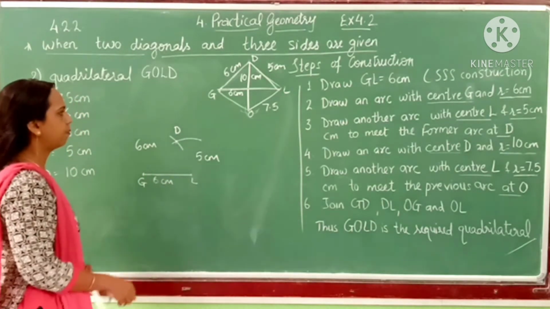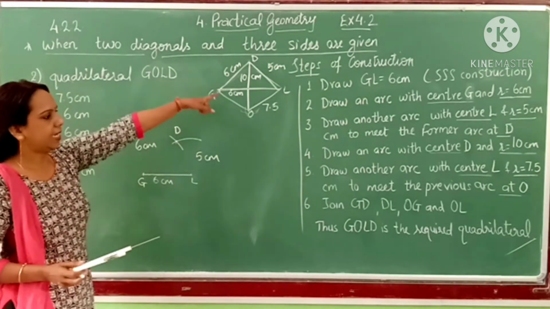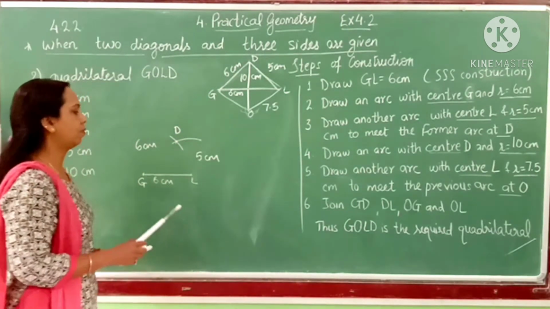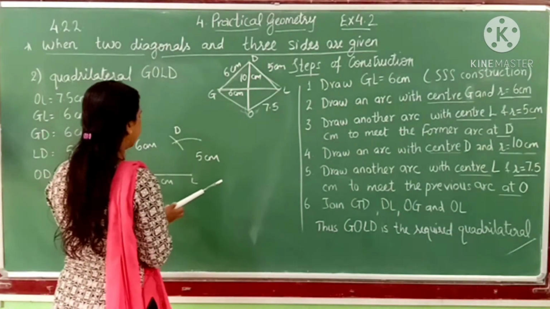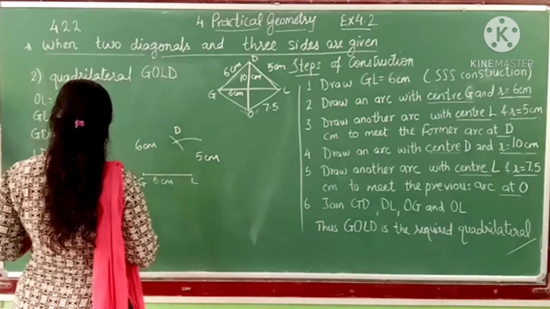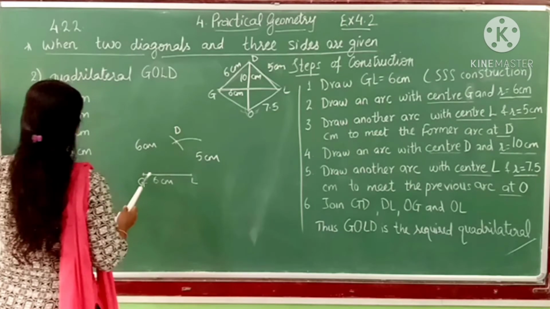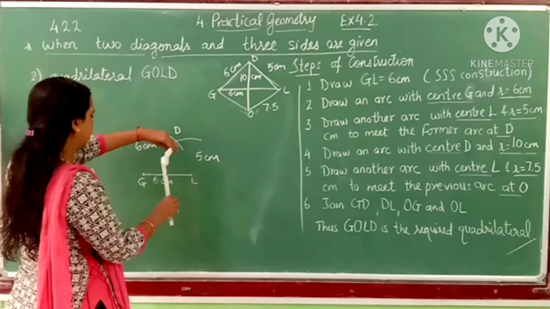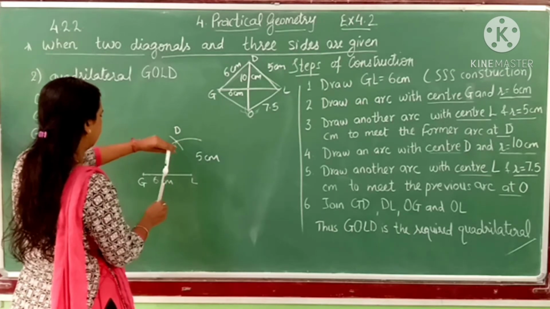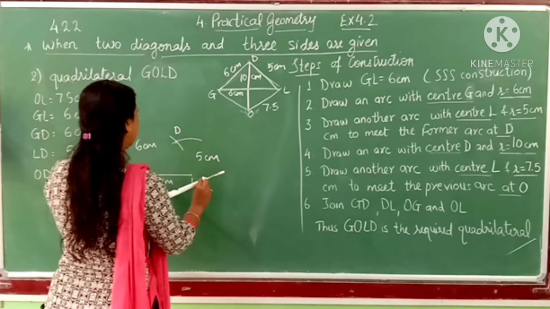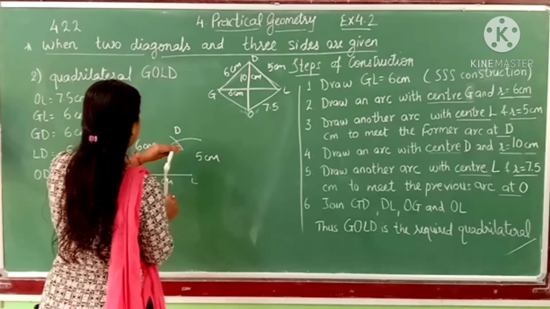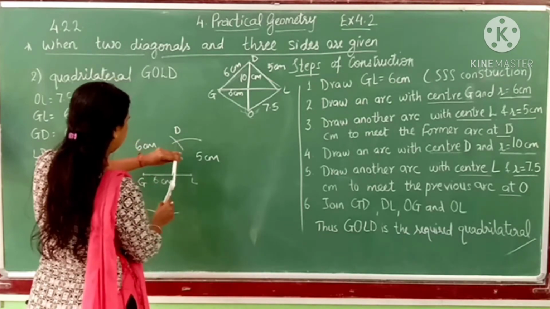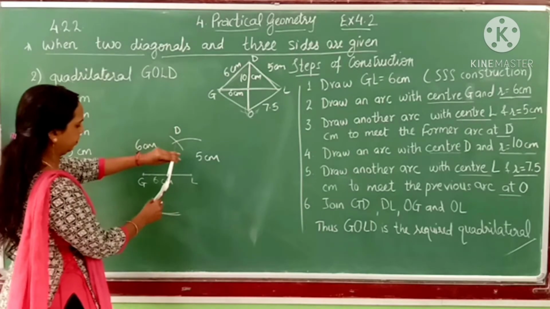Now next step was taking D as the center and radius 10 centimeter. So what will you take? We will take the radius 10 centimeter. Okay, take the radius 10 centimeter and draw one arc with the center D. So here it is. So here it lies somewhere here. Okay.